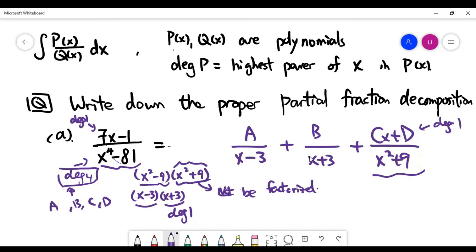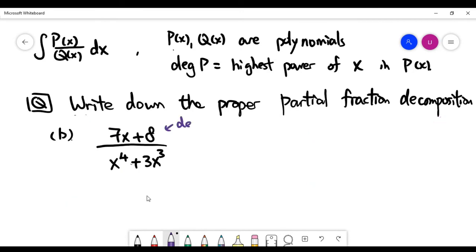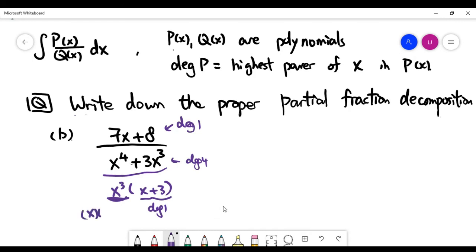And let's look at part B. So please look at the current case. You see the top has degree 1, the bottom has degree 4. So same thing, because I can take out x cubed as a common factor on both ends. And now you see this factor is actually degree 1. The fact is that this one is not degree 3, because this one is the same as x times x times x, right? Which means this is a degree 1 factor repeated 3 times.